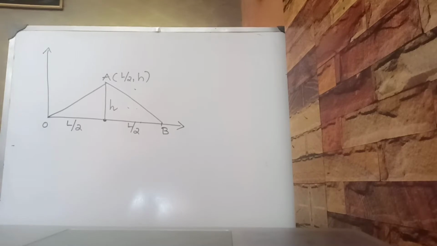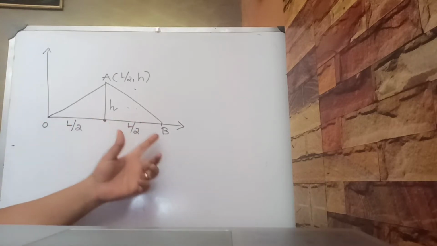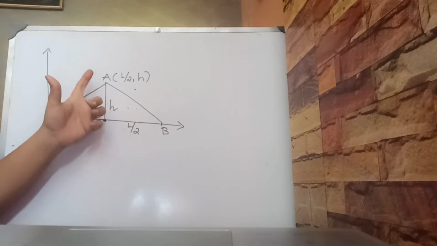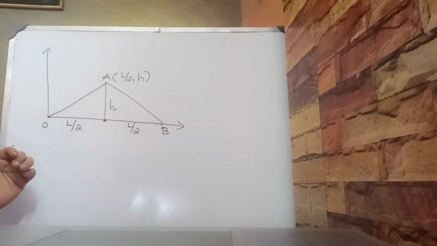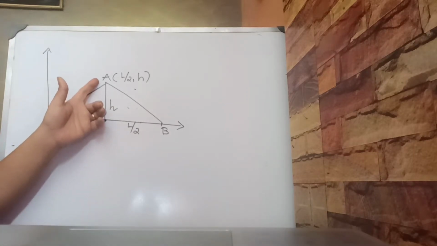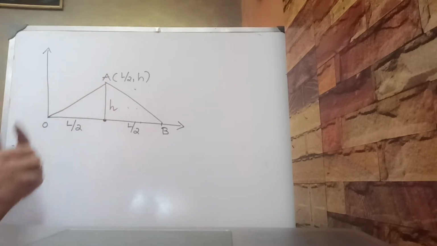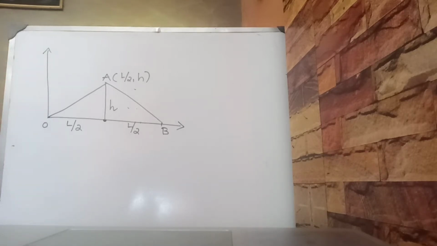So we are given a tightly stretched string of length L. Let the end points of the string be O and B. The midpoint of the string is taken to a height h and then released from rest in that position. So the point A is (L/2, h), as we are taking the midpoint of the string, and in that position it is released from rest, which means the initial velocity is 0.